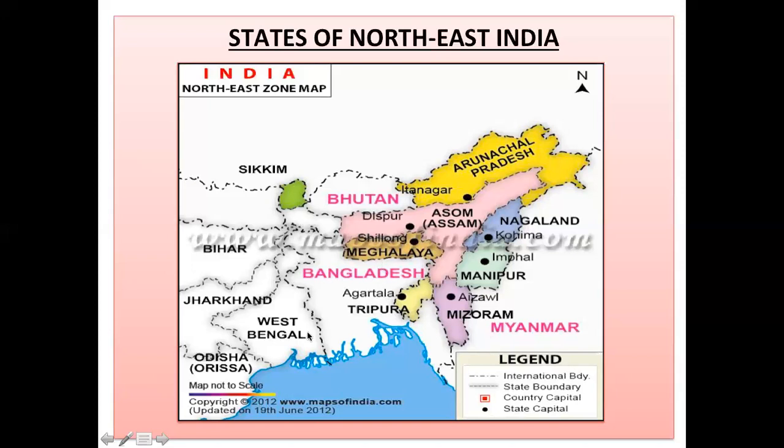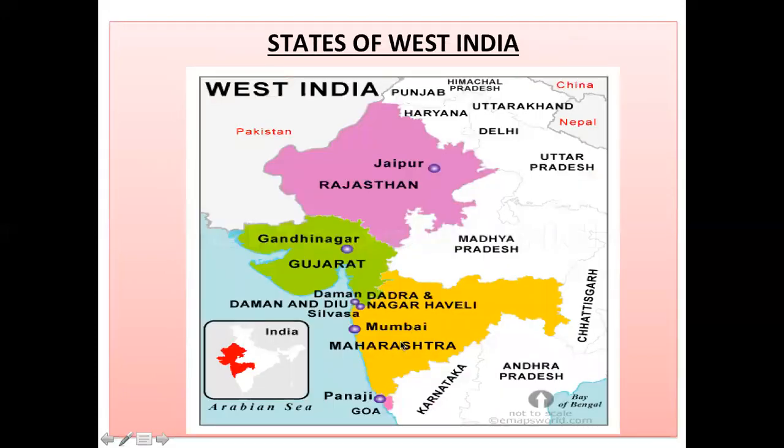And then also you can see West Bengal, children, and Jharkhand and Bihar and Odisha. Orissa is the old name, Odisha is the new name. So let's go and check the states of West India. So what are those? Rajasthan, Gujarat, and Maharashtra. Maharashtra we have also learnt in South India.